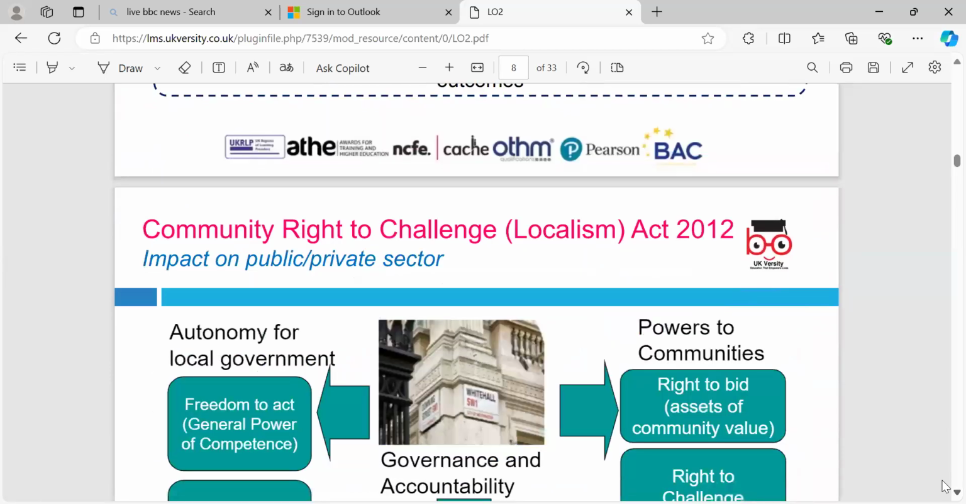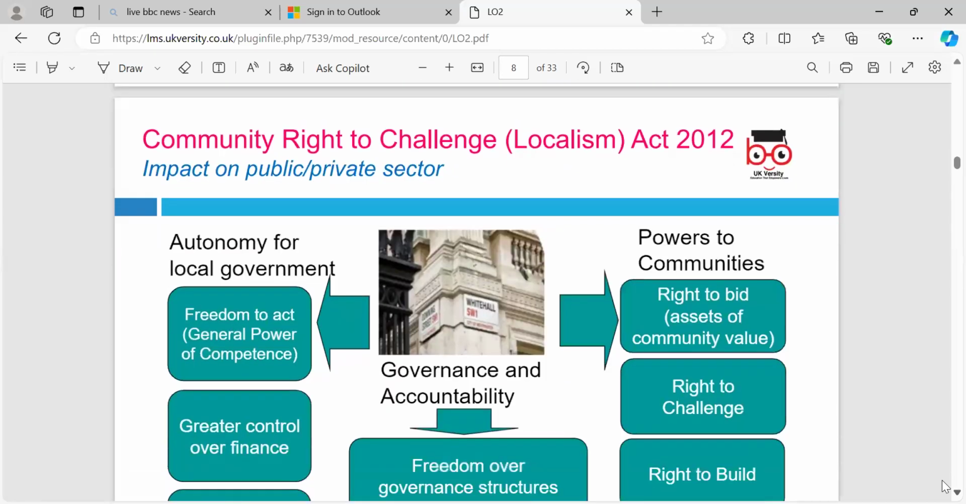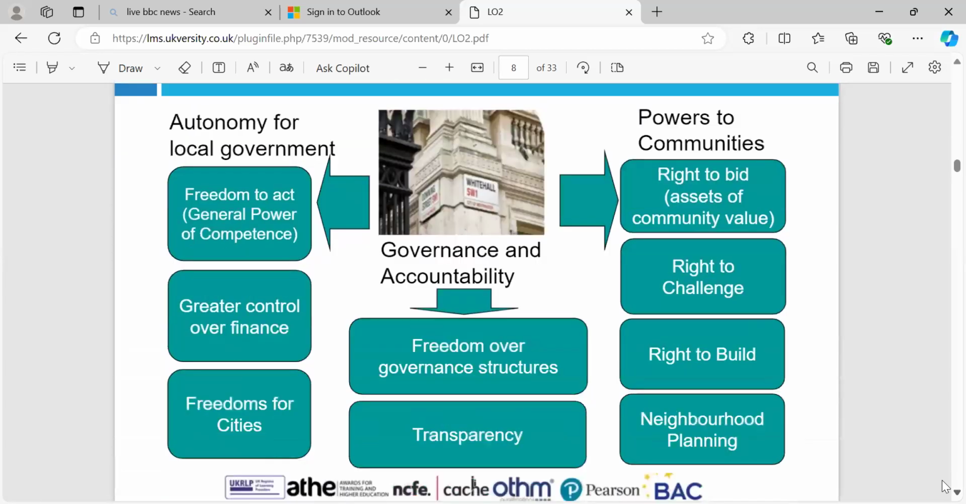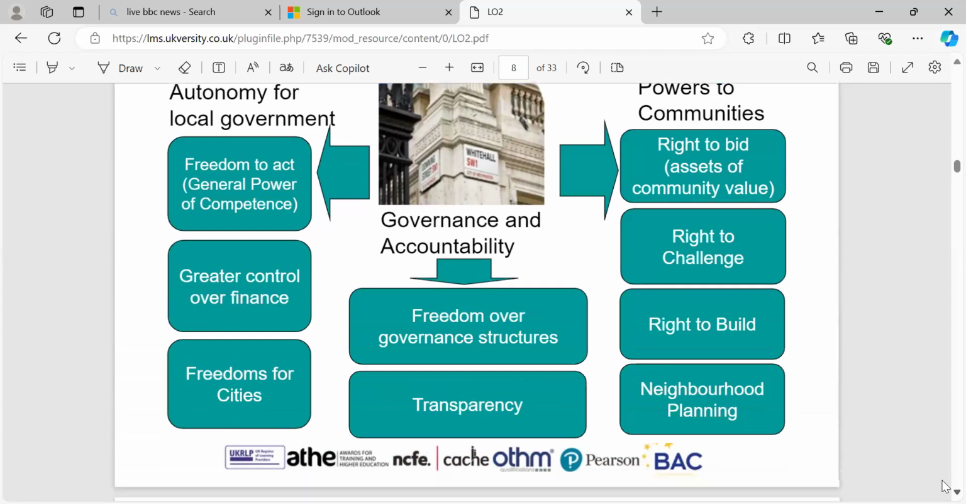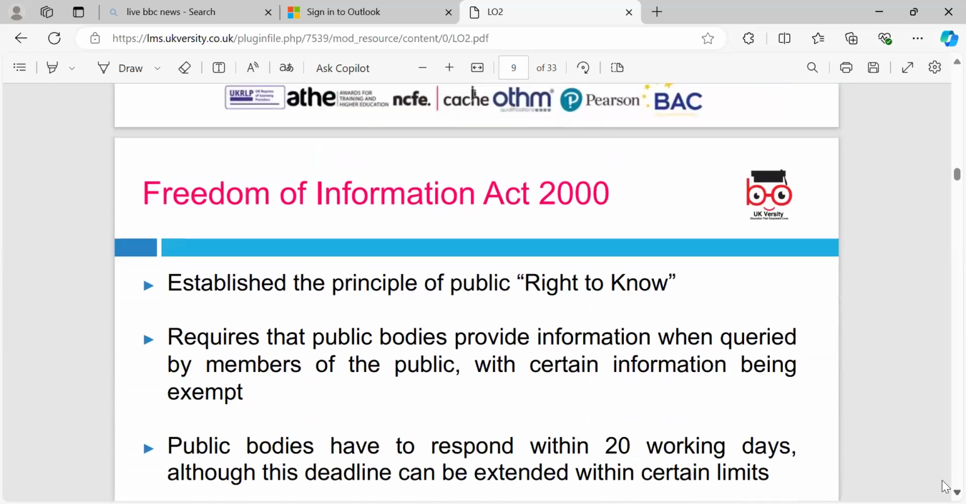Okay, so community right to challenge and localism: autonomy of local government, freedom of general power and competencies, greater control of finances, freedom for cities, governance, accountability, freedom over government structure, and transparency. Power to the community, right with assets of community value, right to challenge, right to build, neighborhood plan. These rights are all being delegated, and they can do the procurement.